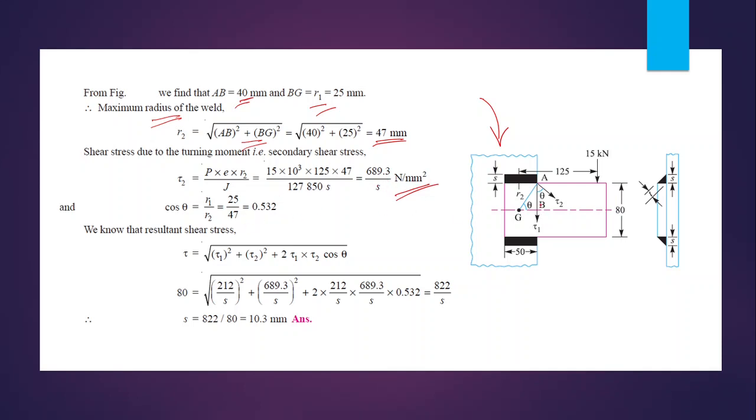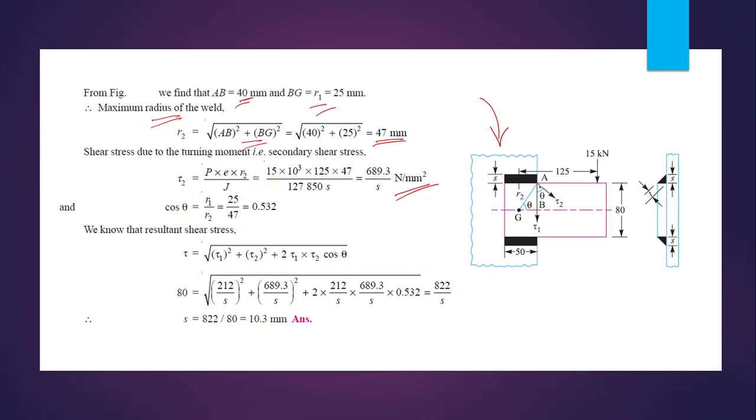From this triangle, if this angle is equal to theta, that is the angle between GB and AG, then from the right angle triangle GBA, cos theta is equal to R1 by R2, and that is equal to 25 by 47.